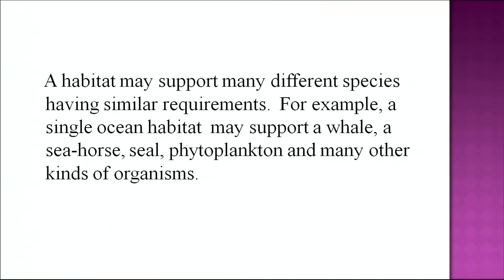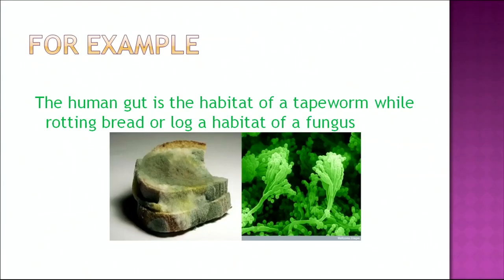A habitat may support many different species having similar requirements. For example, a single ocean habitat may support a whale, a seahorse, seal, phytoplankton, and many other kinds of organisms. This slide shows the examples. The human gut is the habitat of a tapeworm, if there is a tapeworm in the gut, while rotting bread or log is a habitat of a fungus.